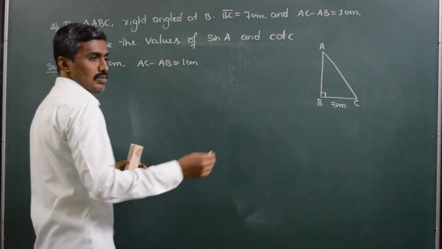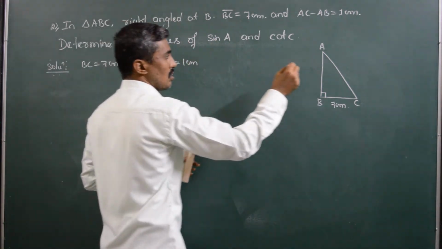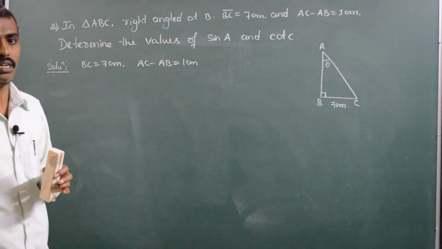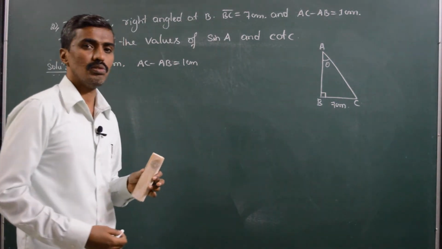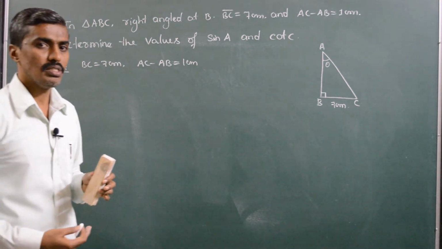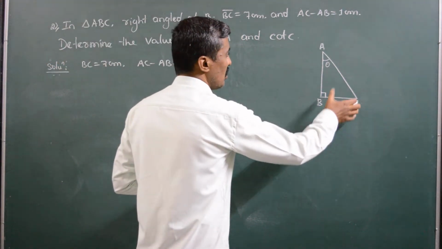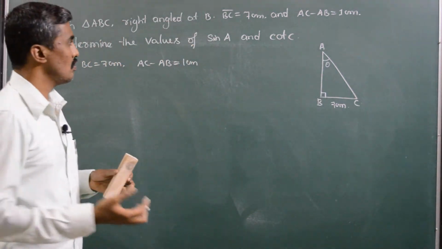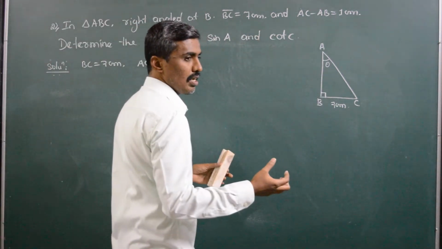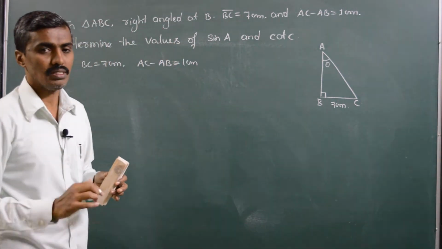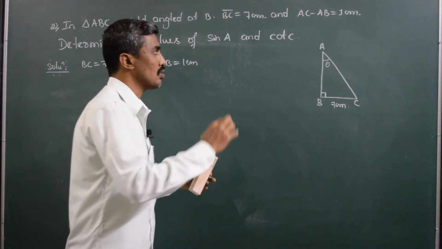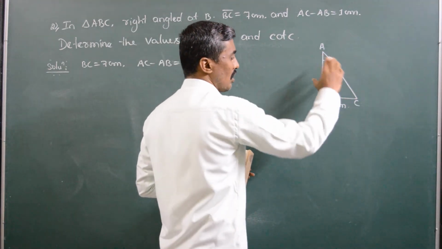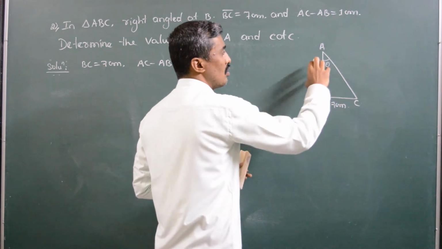So what is sin A? Here theta is taken at A. So that is sin theta, instead of theta, sin A. Sin theta is opposite side by hypotenuse. Opposite side is BC. AC is the hypotenuse, but we don't know AC. Similarly, cot theta. What is cot theta? That is the reciprocal of tan theta. What is tan theta? Opposite side by adjacent. So therefore cot theta is adjacent side by opposite side. So AB by BC. We know BC, but we don't know AB.